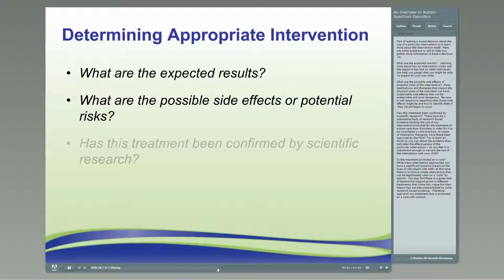Has this treatment been confirmed by scientific research? There must be a substantial body of research-based evidence backing the use of any intervention promoted for the treatment of autism spectrum disorders in order for it to be considered a valid practice. In cases of medication therapies, have these been approved by the FDA? Try to learn as much as you can about the evidence that indicates the effectiveness of the particular intervention. Do you feel it is substantial enough to warrant the use of the intervention with your child?